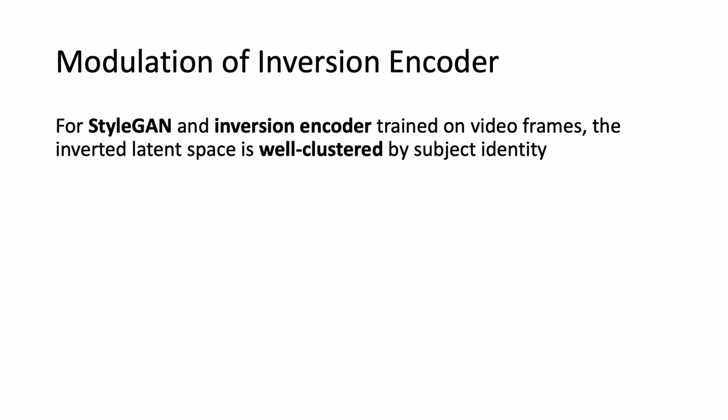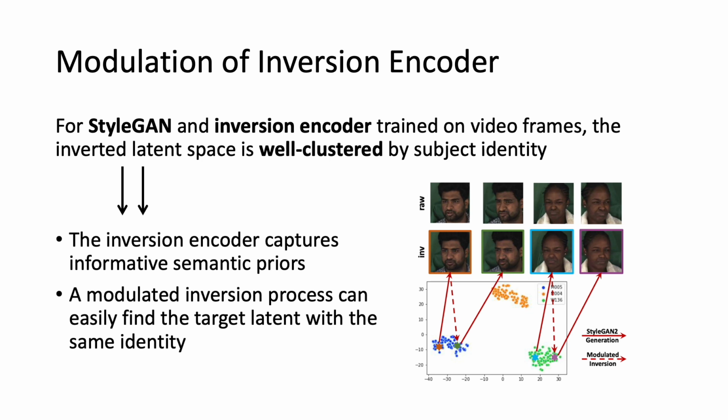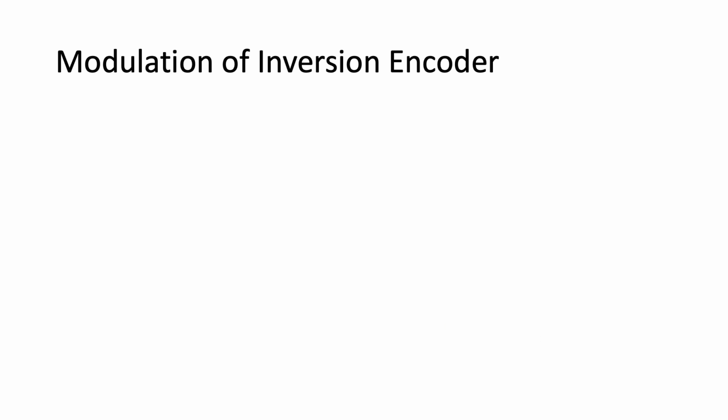Our motion generator is inspired by an observation that when StyleGAN and the inversion encoder are trained on video frames, the inverted latent space is well clustered by the subject. It indicates that, first, the inversion encoder can capture informative semantic priors like subject identity. Second, given the initial frame, a modulated inversion process may easily find the target latent with the same identity. It finally brings our motion generator design that modulates an inversion encoder.